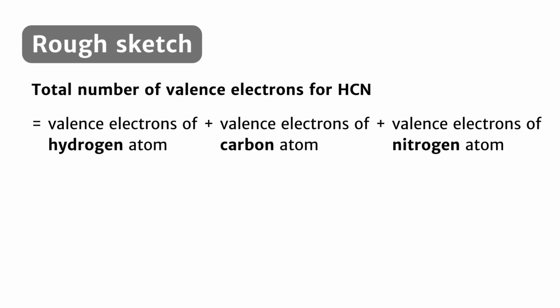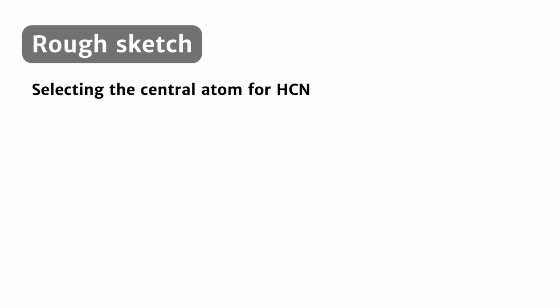With 1 hydrogen, 1 carbon, and 1 nitrogen atom in HCN, the total valence electrons calculation is 1 for hydrogen plus 4 for carbon plus 5 for nitrogen, resulting in a total of 10 valence electrons for HCN. When determining the central atom for HCN, consider positioning the element with the lower electronegativity at the center. In the case of HCN, hydrogen is present.